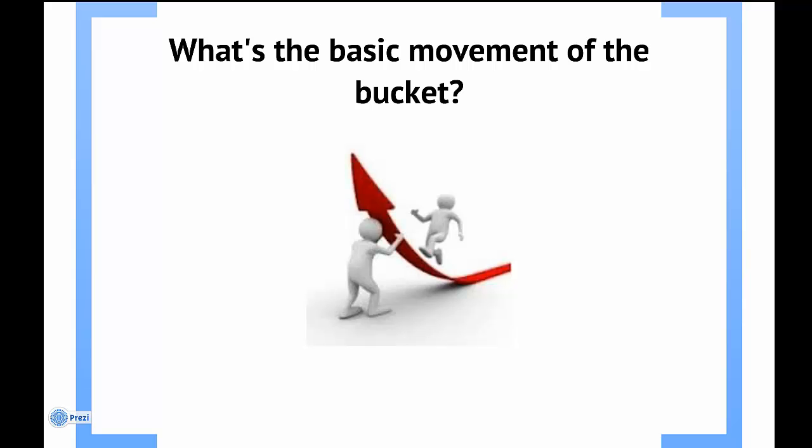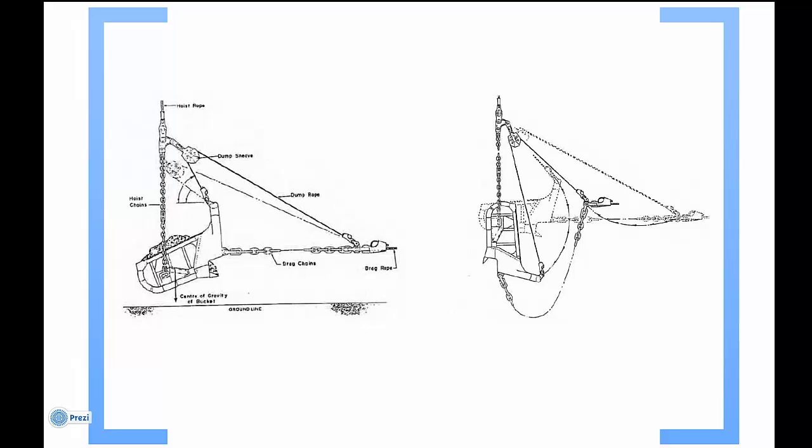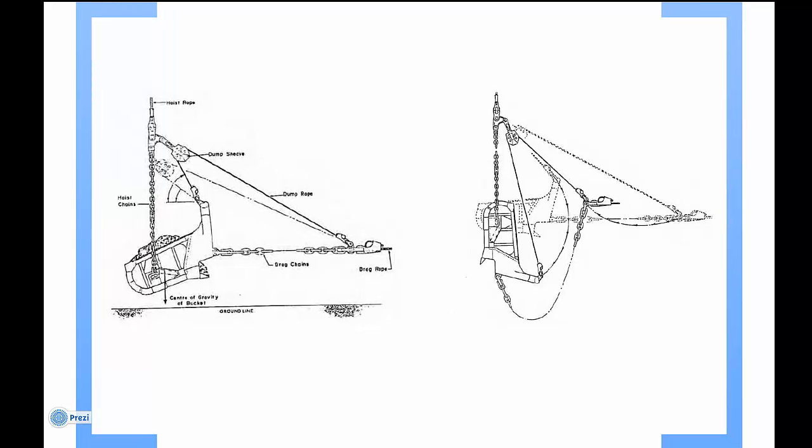So what is the basic movement of the bucket? As a dragline engineer, it is important to understand the basic theory on how this bucket is controlled. The bucket's center of gravity is forward of the hoist chains and is prevented from tipping by the dump rope, which is in turn connected to the drag ropes.